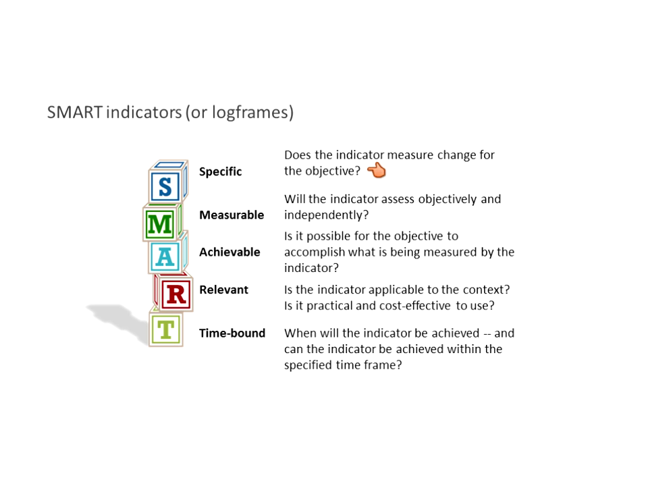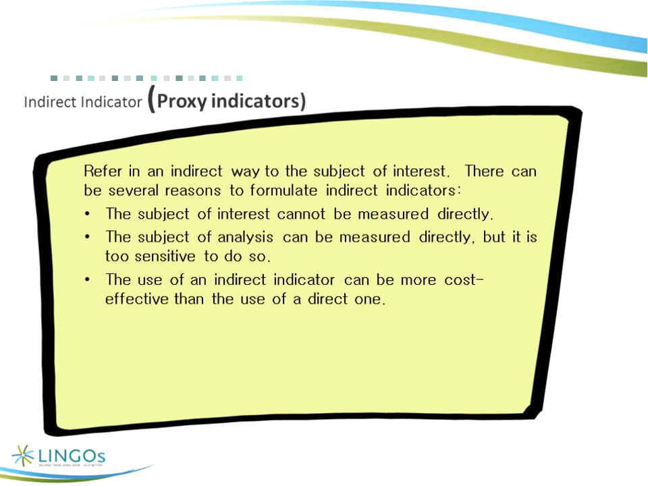So first of all, specific, you have to have each indicator measuring each objective. That's fundamental. Measurable, will the indicator assess objectively and independently? Is it measurable? Is it achievable? Is it possible for the objective to accomplish what is being measured by the indicator? Is it relevant? Is it applicable to the context? Is it practical, cost-effective? And is it time-bound? Can it be measured within the time frame of the project activities and outputs itself? Okay, so your log frames need to be SMART.